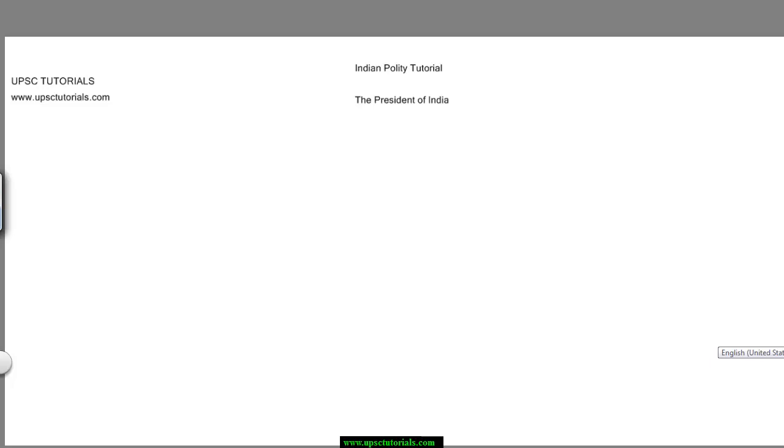The term of the office of the president is 5 years, and he may resign before the completion of his term. Alternatively, he can be removed from the office by the process of impeachment. Now, what is impeachment? This is a very important topic. Impeachment of the President of India. We'll try to understand this process.